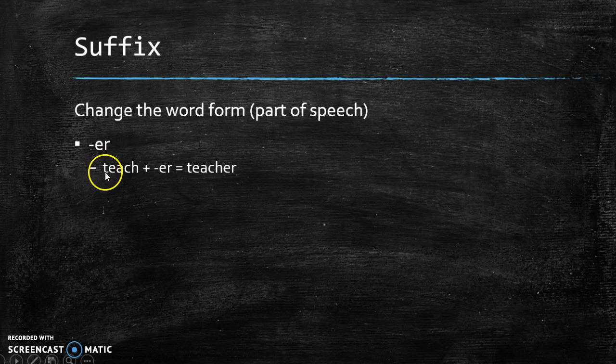So we have this example. We have the word teach, which is a verb, and we add the suffix er, which means a person who, and we get the word teacher. So we can see that we start with the verb teach, we add this suffix er, and it changes it from a verb to a noun.